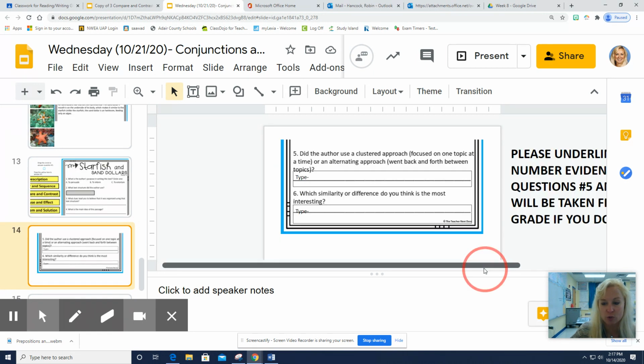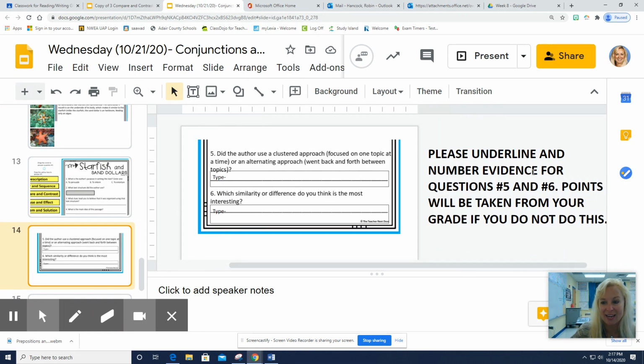Make sure that you underline and number evidence for questions 5 and 6. If you don't, points will be taken from your grade.